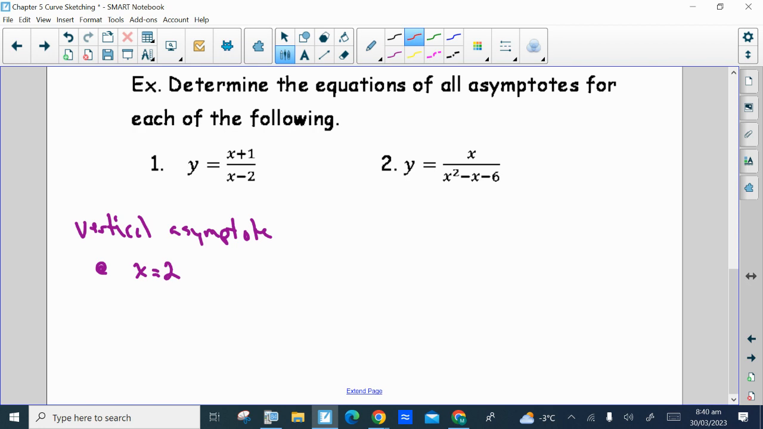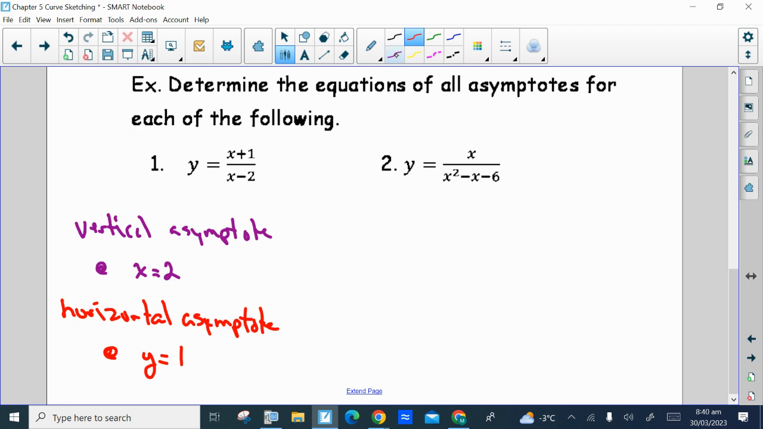So that will be our vertical asymptote. And then we'll have a horizontal asymptote as well. The degree of the top and bottom is the same, so you divide the coefficients. And we have our horizontal asymptote at y equals 1. Divide the coefficients.